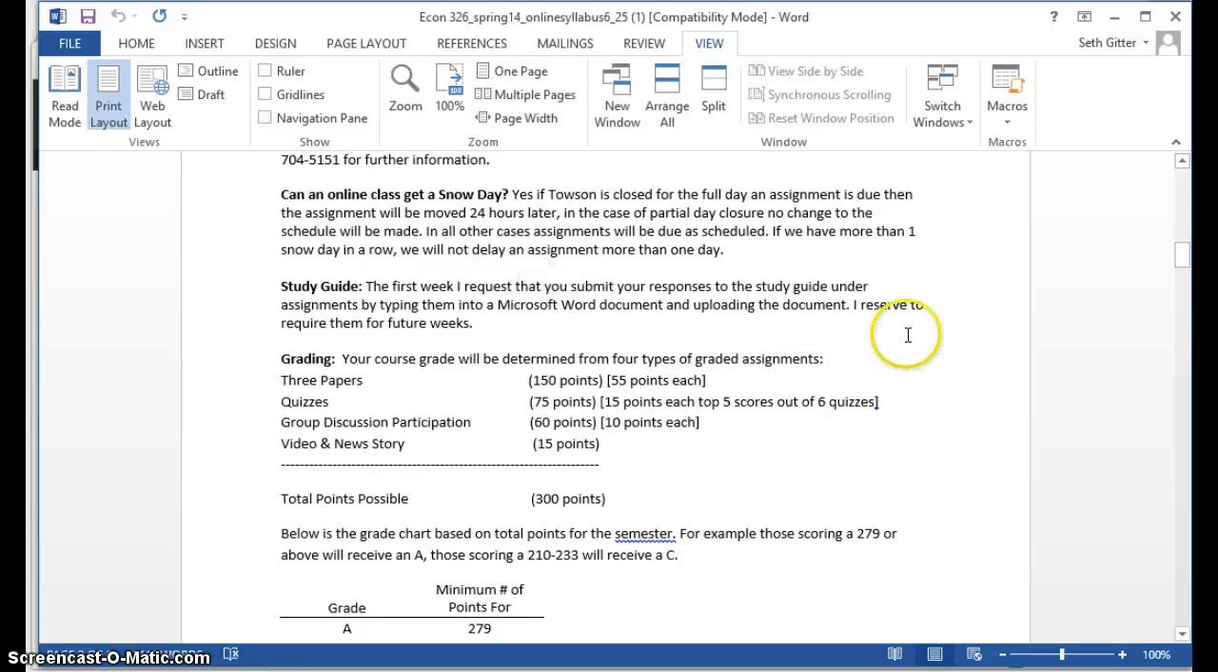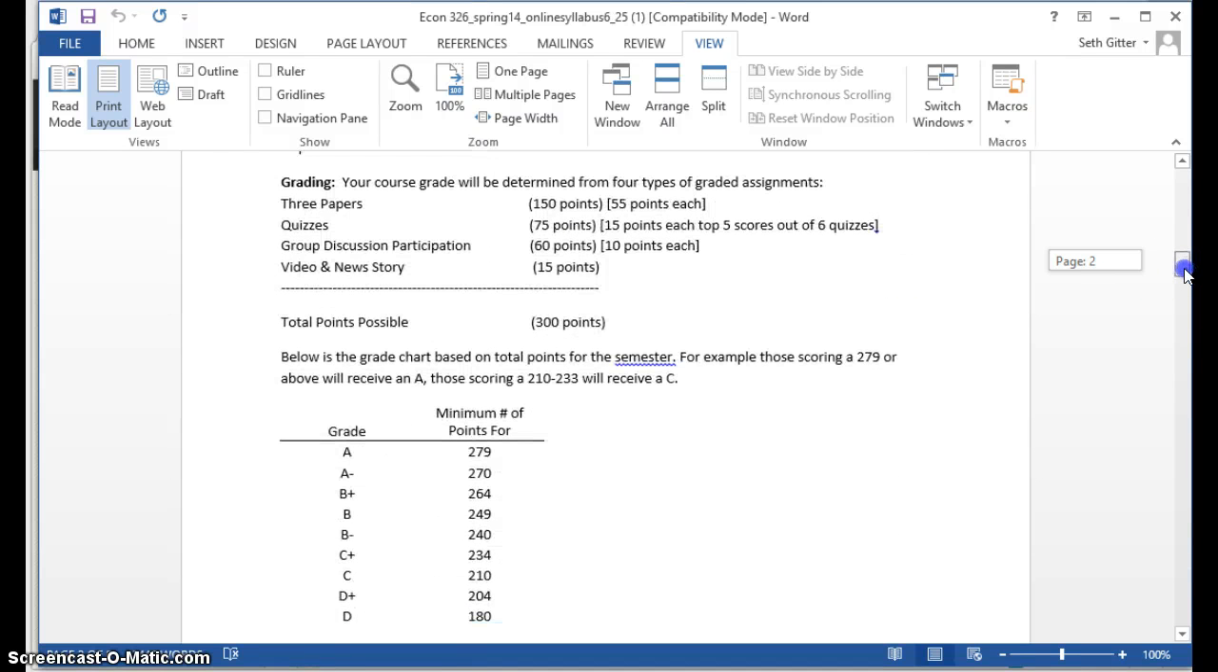Study guides I've got posted, and then the grading for this class. Basically, there's 300 points in the class. Half of the grade is made up of essays. A quarter of it is made up of quizzes. I'm going to drop the lowest quiz grade. If you miss one of the quizzes, that's going to be your drop. Group discussions are about a fifth, and then the video and news story is just a small couple percent of your grade.